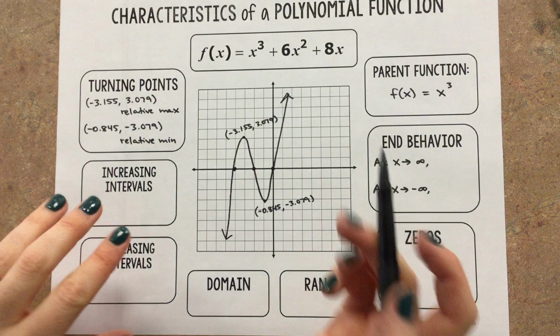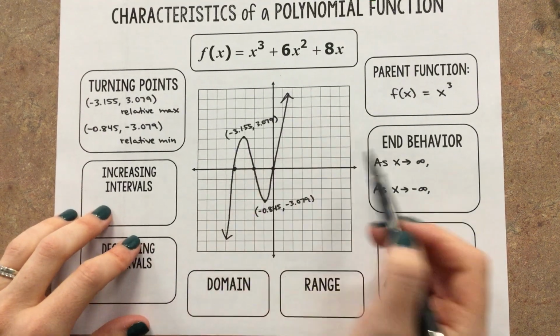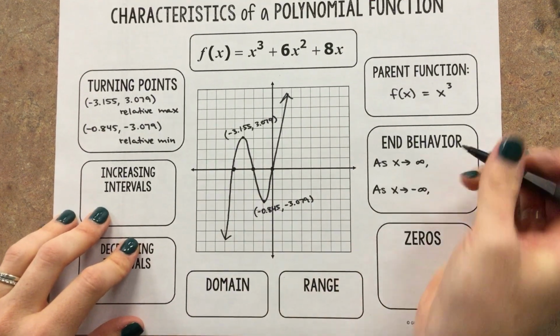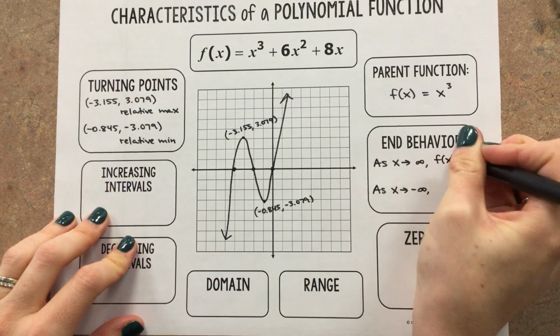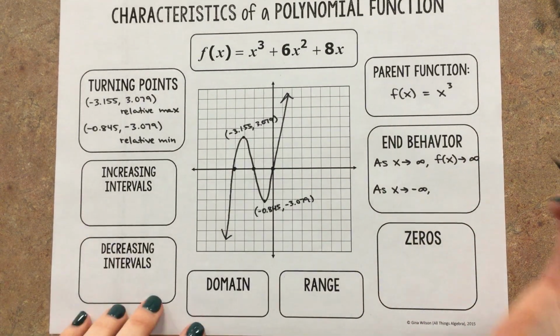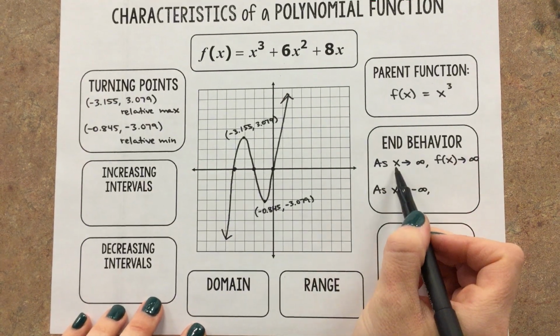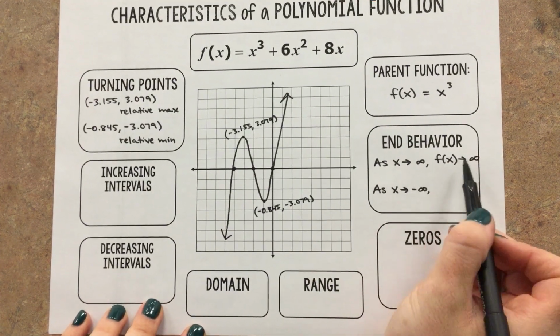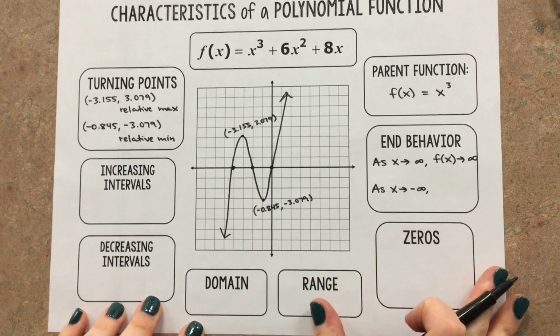So it's doing two things. This one is going up and to the right. So as our graph goes to the right, the function values go up. So we say f of x approaches positive infinity. So this is as the graph goes to the right, the function values go up. That is essentially what this means.